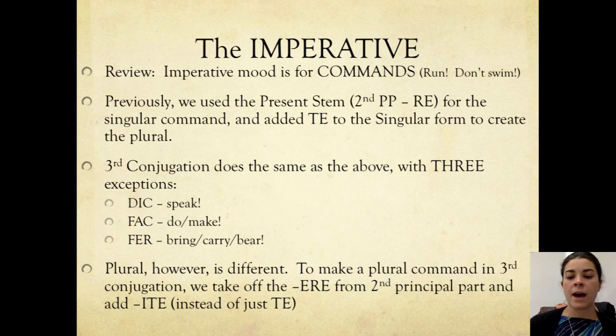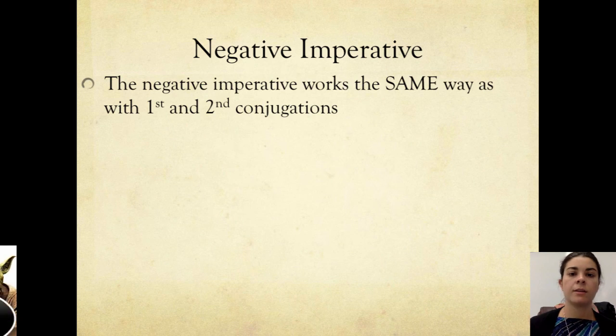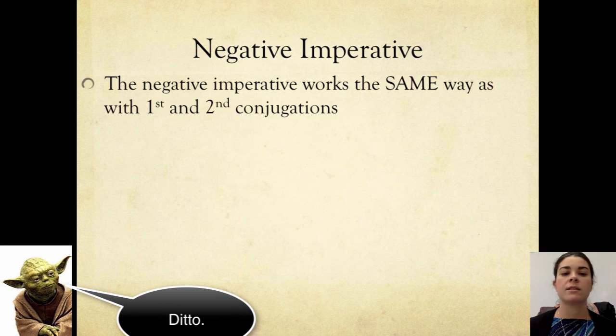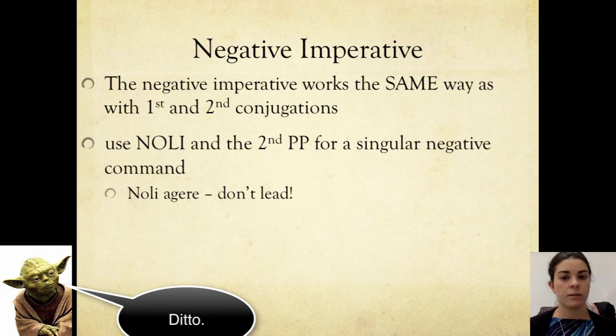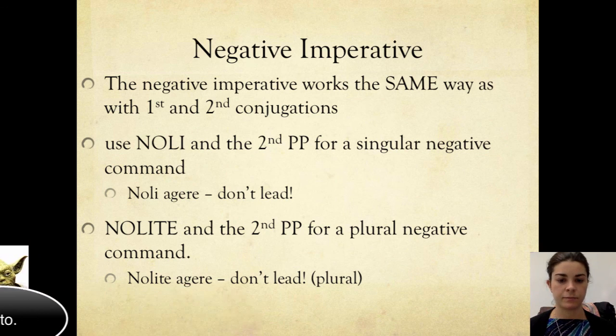So now let's take a look at what it does in the negative. The imperative is going to work the same exact way as it did with first and second conjugation. There are no exceptions, no differences. So use noli with the second principal part for a singular negative command, noli agere, and use nolite for the plural negative command, nolite agere, don't lead.